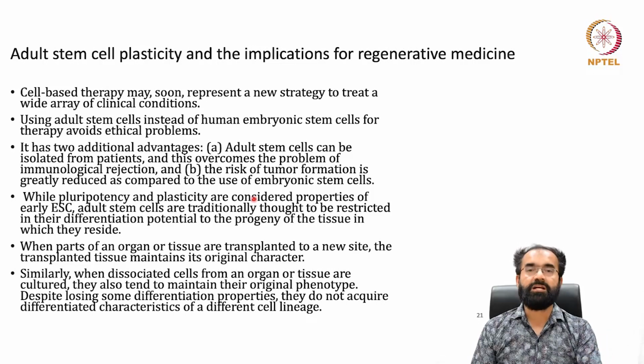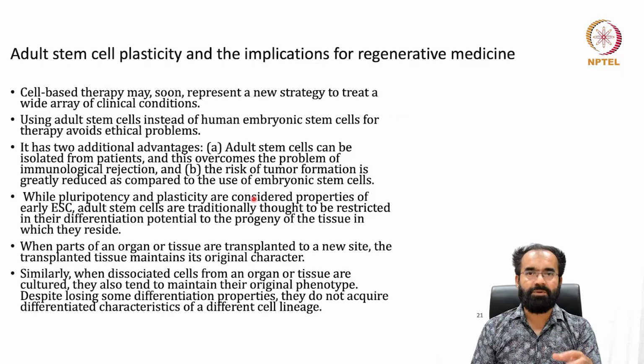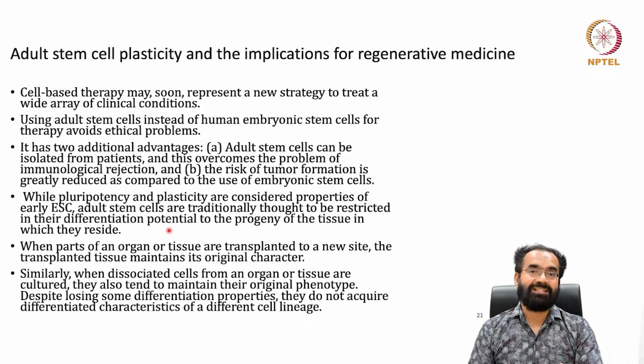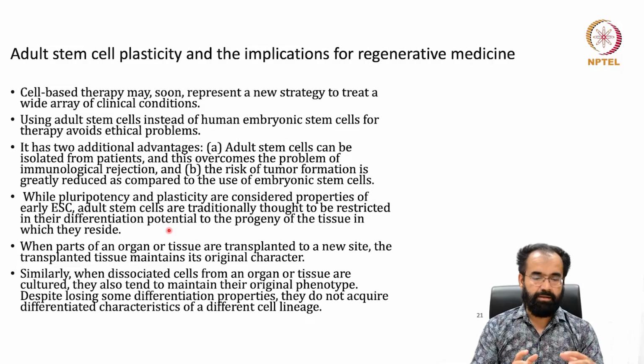But when you take bone marrow stem cells, when you take your own adult cell, it is from you. It is normally present in you. There is no great modification happening. While pluripotency and plasticity are considered properties of early embryonic stem cells, adult stem cells are traditionally thought to be restricted in their differentiation potential to the progeny of the tissue in which they reside. Means they are already tamed, properly tamed cells.